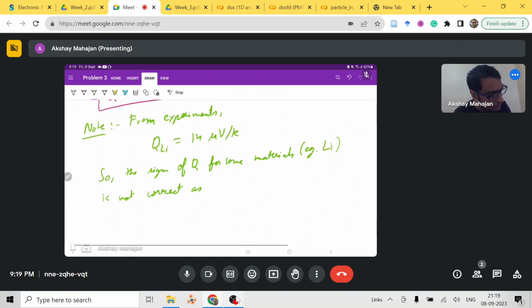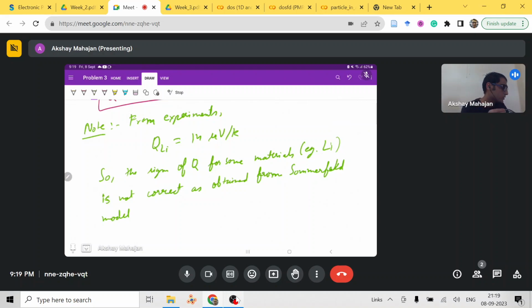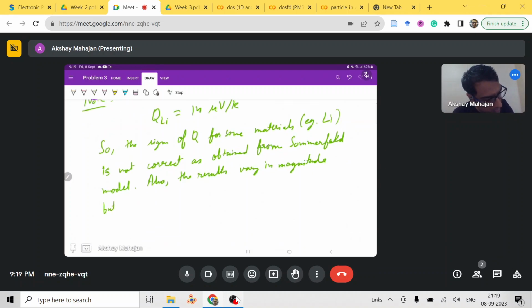As obtained from the Sommerfeld model. Also the results vary in magnitude, but the order of voltage, which is in microvolt, is correct.